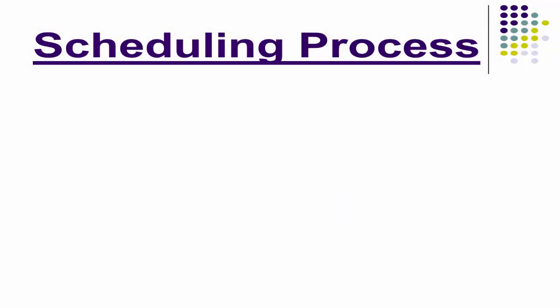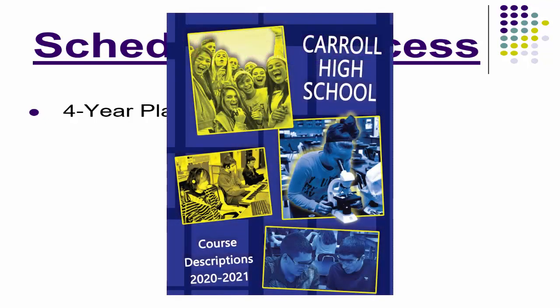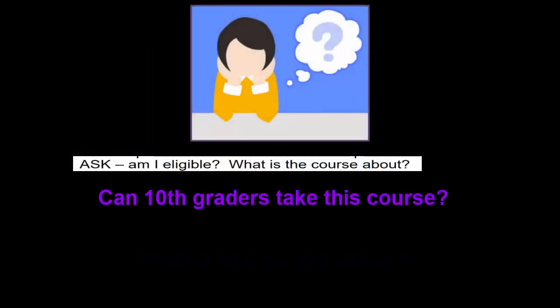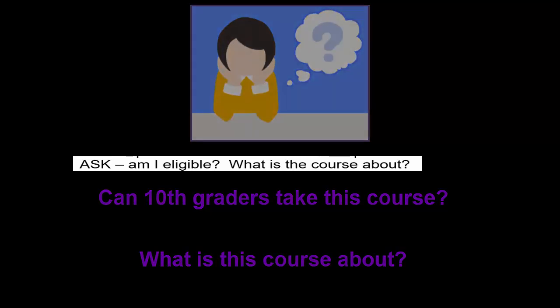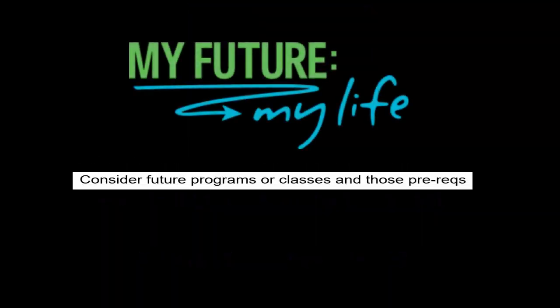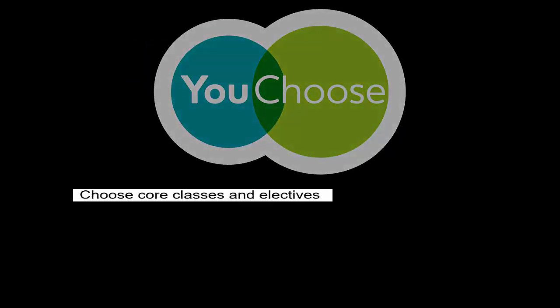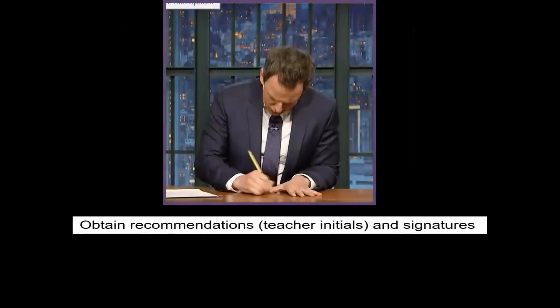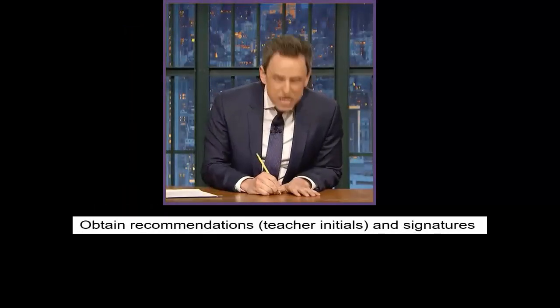Your sophomore year course selection process will be similar to last year's. You should have received a copy of your 4-year plan in December to help you. Be sure to look up each course in the course description guide online. Ask yourself, am I eligible to take this course? What is the course about? Consider future programs or classes that you might be interested in and possible prerequisites. Choose your required classes and electives. Discuss your class selections with your parents. Be sure to obtain recommendations, which are your teacher's initials and signatures.